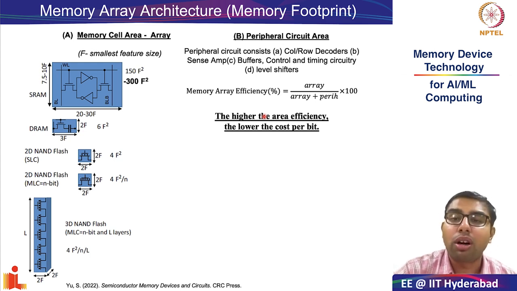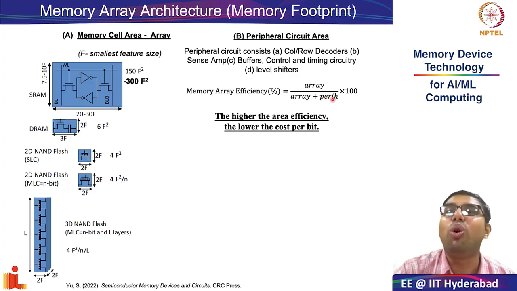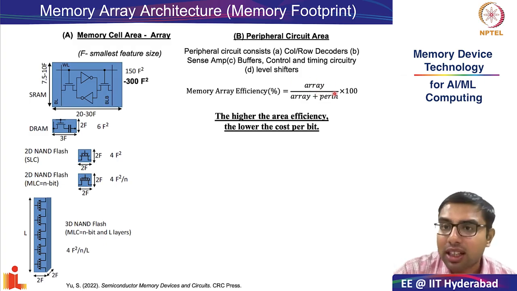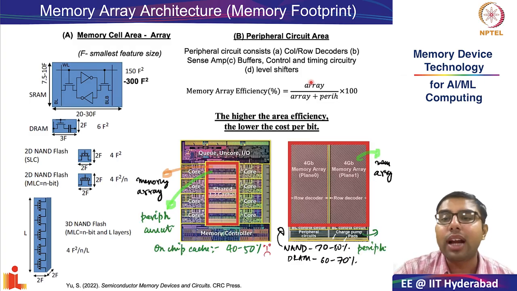Again, looking at your food delivery app, you would expect that the surcharge or the convenience fee, which is nothing but the peripheral in this example, should be much smaller compared to your food charge or your dish charge, which is nothing but your array area. So let us look at how the array efficiency looks for SRAM, DRAM and NAND flash.